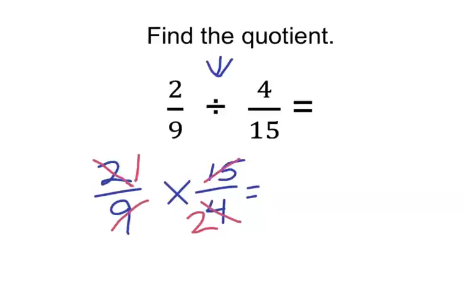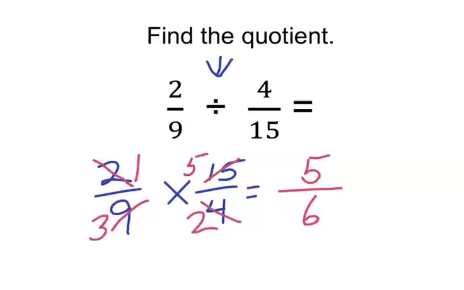3 goes into 9 3 times. 3 goes into 15 5 times. All right, so now our math's going to be pretty easy. 1 times 5 is 5. 3 times 2 is 6. And the answer is 5/6.